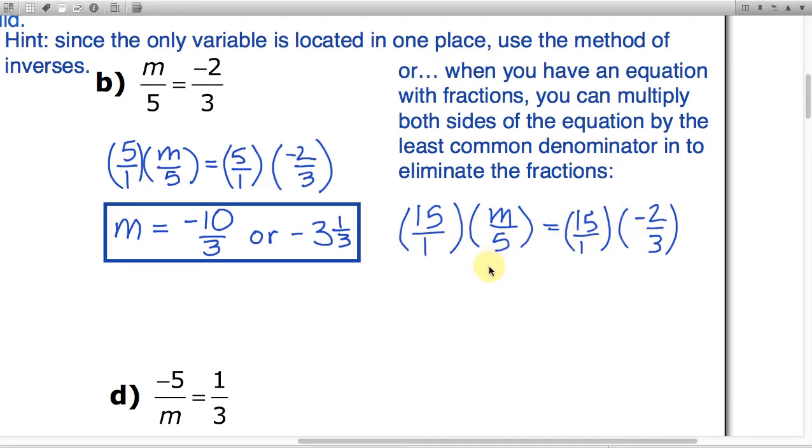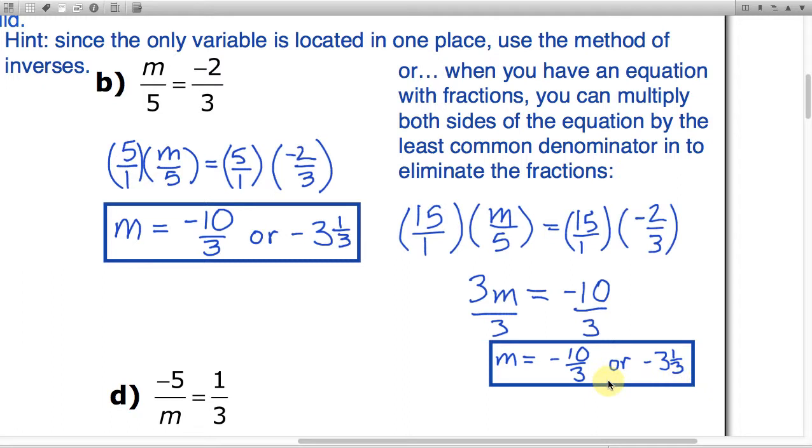What you would end up with as a result is 3m on the left and negative 10 on the right. 15m divided by 5 would be 3m, right? 15 times negative 2 is negative 30, divided by 3 is negative 10. So you still have to divide both sides by 3 at that point to get m equals negative 10 thirds or negative 3 and 1/3. Well, you can see we get the same solution either way.